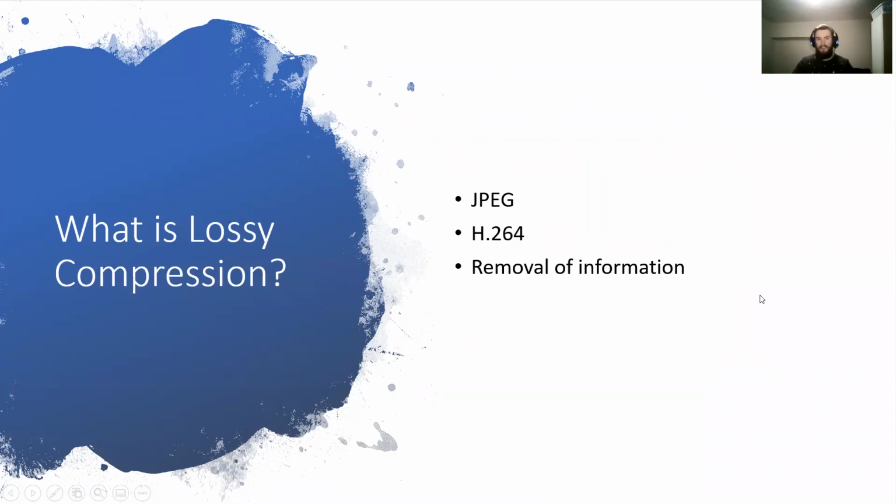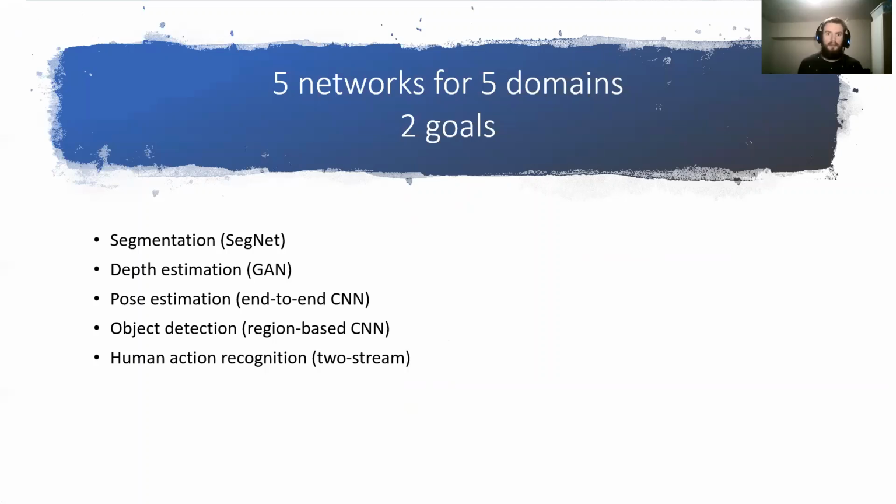So what do I mean by lossy compression? Here we're talking about the removal of redundant information such that the difference is imperceptible to the human eye. Common algorithms to do this are JPEG for image and H.264 for video compression. Now, if we're presenting compressed images to networks, i.e. images with less information in them, we might expect that the networks perform less well. But to what extent is this the case?